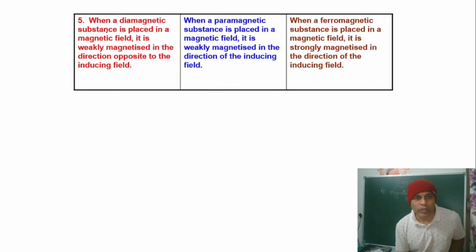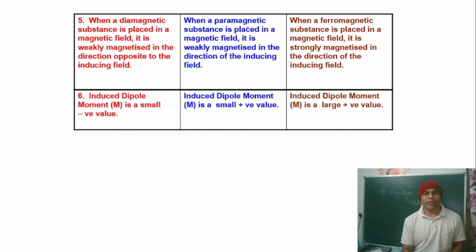And the fifth point: when a diamagnetic substance is placed in a magnetic field, it is weakly magnetized in the direction opposite to the inducing field. Obviously, when a paramagnetic substance is placed in a magnetic field, it is weakly magnetized in the direction of the inducing field.